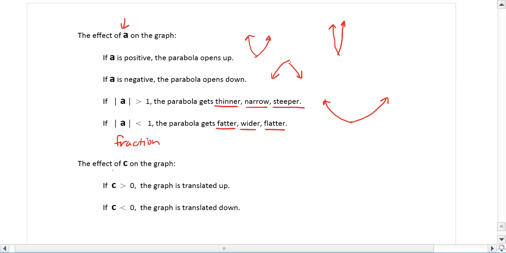And of course, we learned that if the number is positive, it moves the vertex up. If that number is negative, it moves the vertex, the whole parabola, down. So again, this is just a summary of that page from your notes that was a review of Algebra 1.